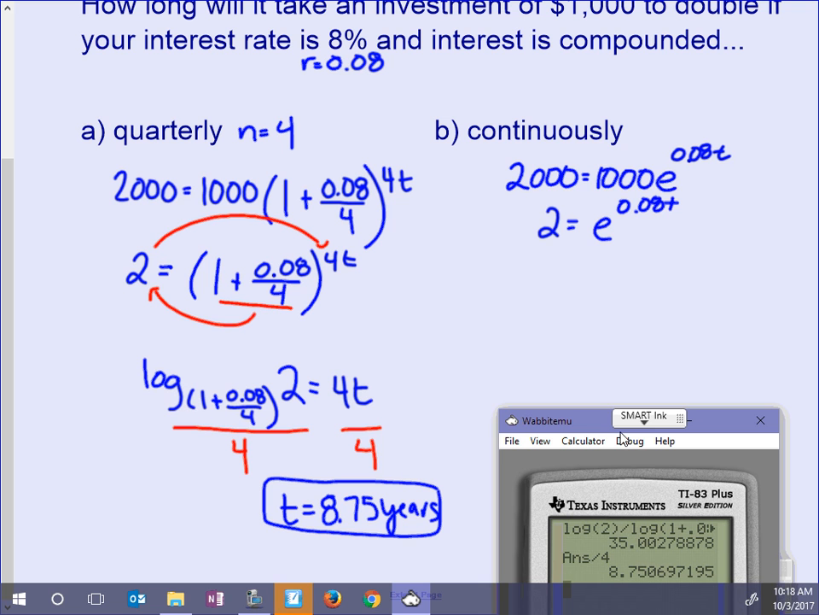And now you can rewrite in log form. So log base e of 2 equals 0.08t. What's a log base e? A natural log. So a natural log of 2 equals 0.08t. And then I just have to divide by 0.08.